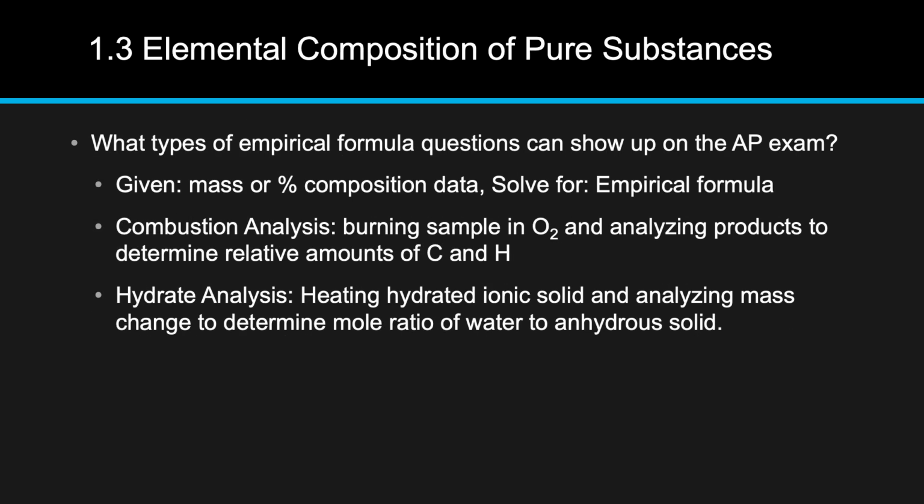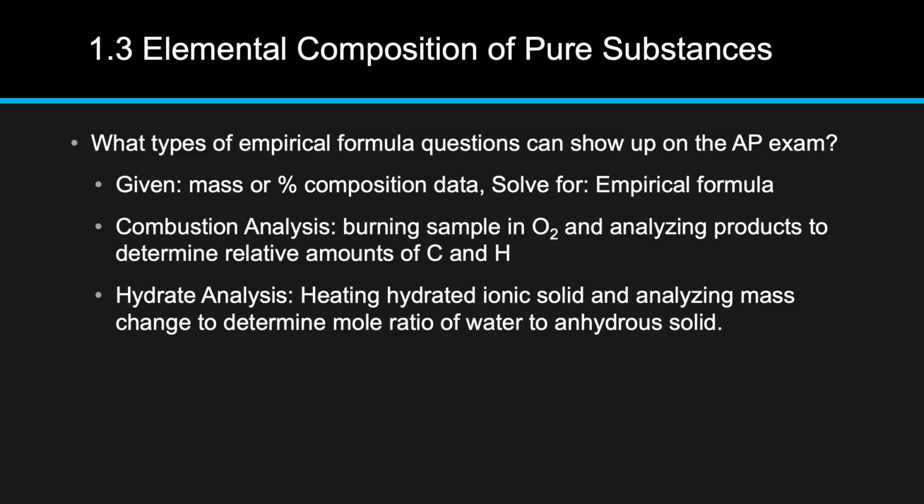So these are just the different types of empirical formula questions that will show up on your AP exam at the end of the year. The first type is when you are given the mass or percent composition data of the elements within a compound, and then you'll have to solve for the empirical formula.